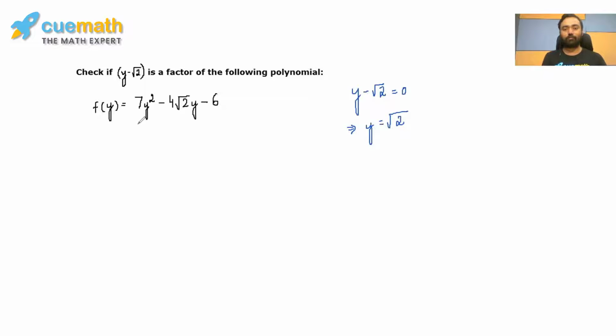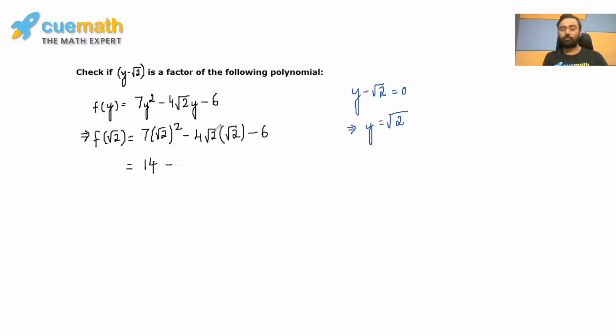f of y equals 7y square minus 4 square root of 2 y minus 6. So f of square root of 2 equals 7 times square root of 2 whole square minus 4 times square root of 2 times square root of 2 minus 6. In place of y, I have substituted square root of 2. If we simplify this further, square root of 2 whole square is 2. 2 times 7 is 14.